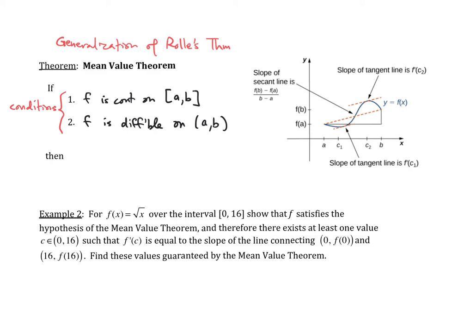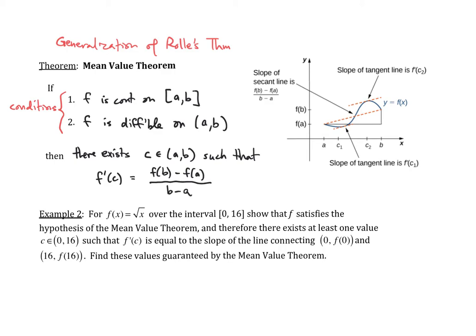Now, if both of those conditions are satisfied, then we have the following conclusion. Then there exists a C in the open interval AB such that f prime of C is equal to f of B minus f of A all divided by B minus A.